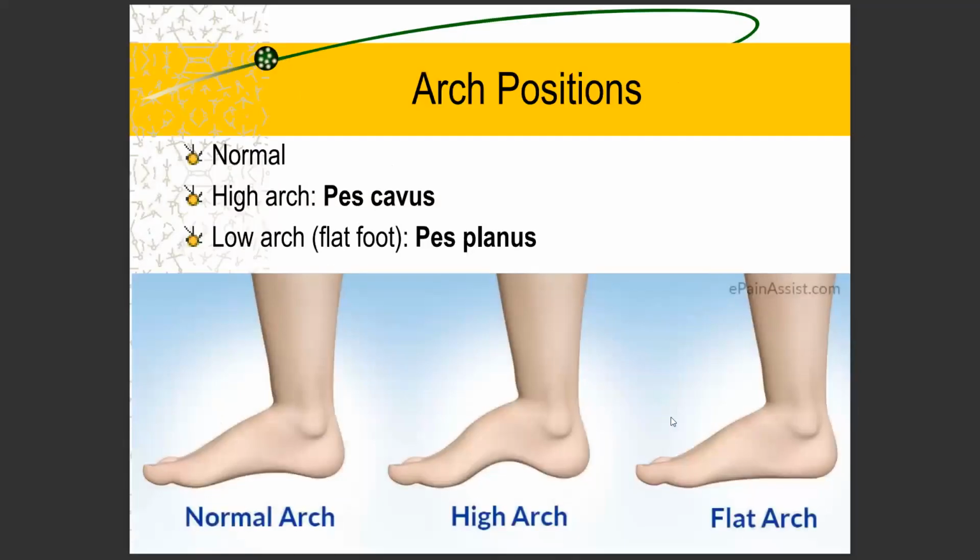So this is the normal arch, but when there is abnormality, when there is too much height of the arch, when the arch height is more than the normal, then it is known as the pes cavus. And when the height of the arch, especially on the medial side, is less than the normal, which we call a flat foot, that will be known as the pes planus. So there are two conditions. One is known as the pes cavus, the other is known as the pes planus. The pes cavus is the high arch position, and the pes planus is the flat foot with the low arch position.